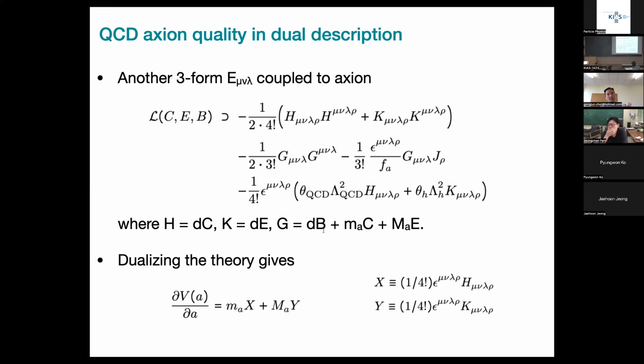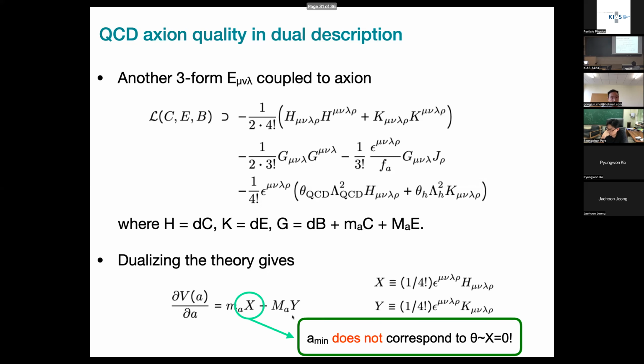If the axion also enjoys the gauge symmetry enjoyed by this three-form, then you can construct this Lagrangian. The observation here is, if you go through the same dualizing procedure, you will see that the axion potential now receives contribution not only from the QCD Chern-Simons three-form, but also from the other three-form. What does it mean? It means the potential minimum does not correspond to vanishing x, and does not correspond to vanishing theta. Because the derivative being zero doesn't mean x is zero, which again doesn't mean theta is zero. So there is a quality issue in the axion's dual formulation. And the QCD axion quality problem in the dual description only concerns us if our two-form axion is coupled to an extra three-form.